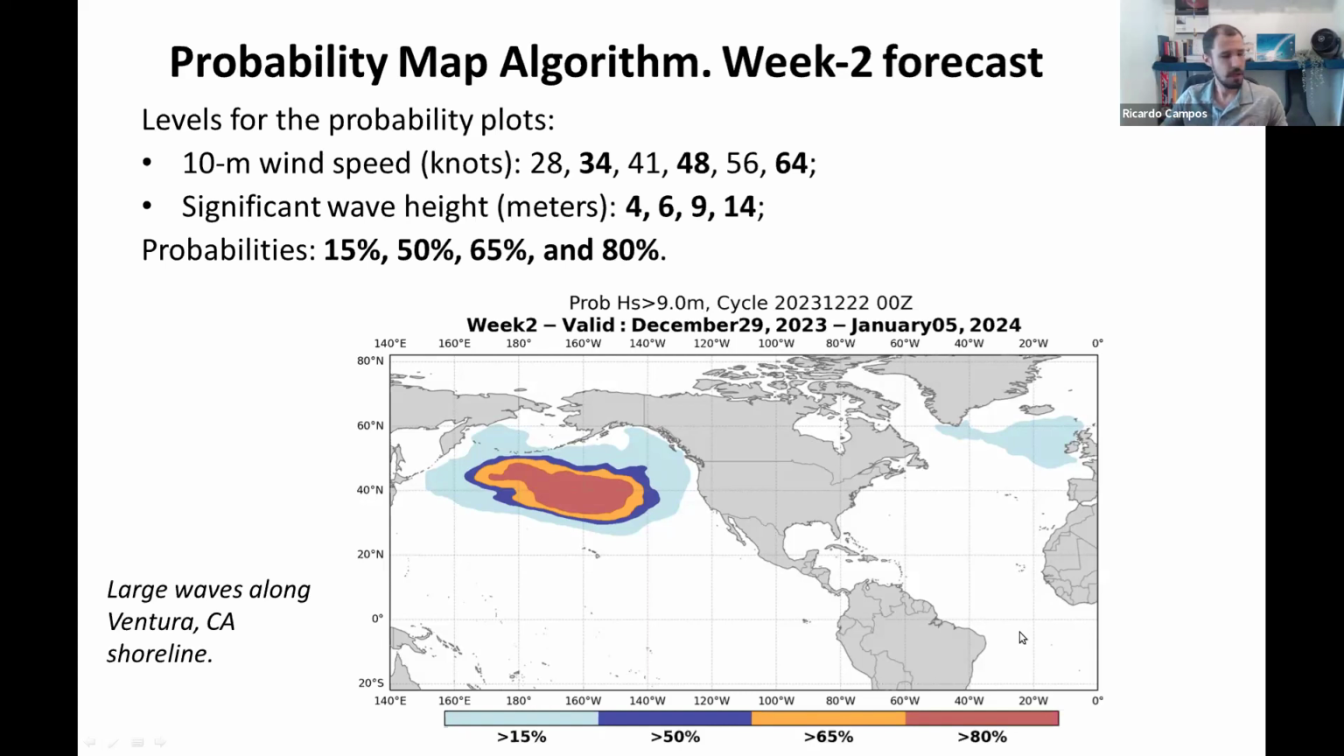So these are showing the probabilities here in the Pacific Ocean to be very high for waves above 9 meters, which is very extreme. And that is actually the situation that we checked to be valid for this period, for the week 2 period associated with this event that you probably remember as well, that hit the coast of California.